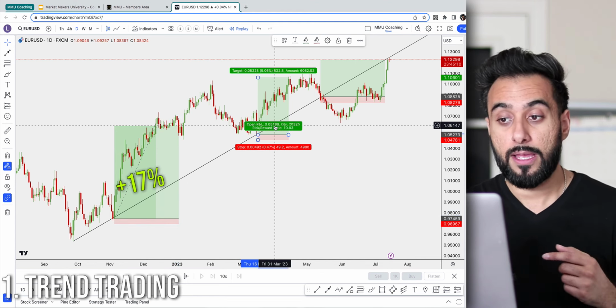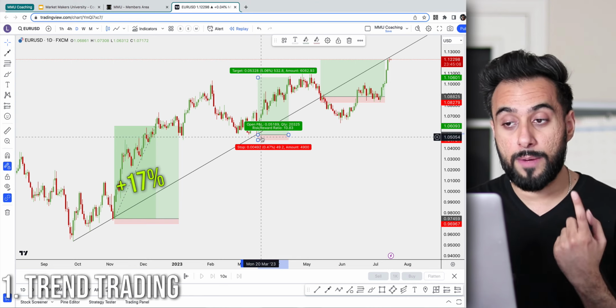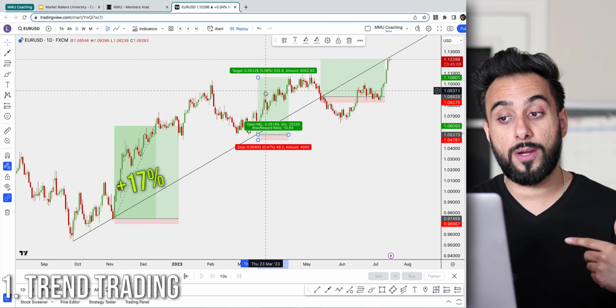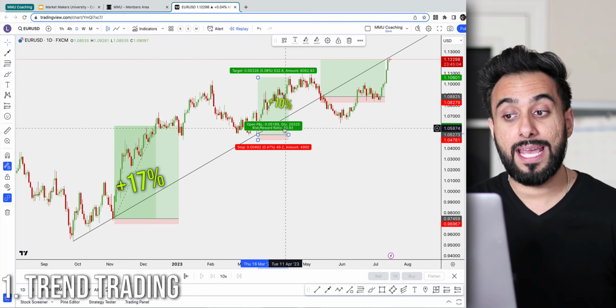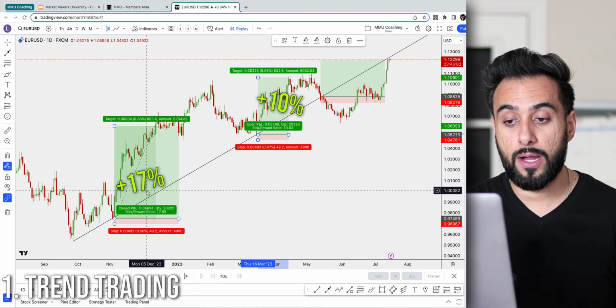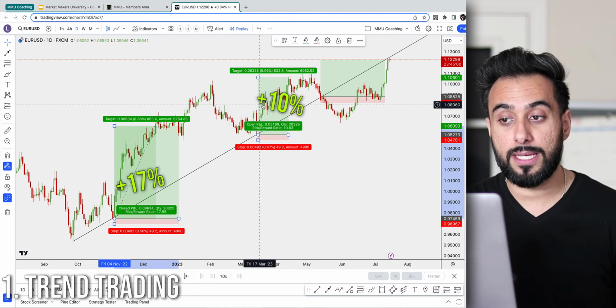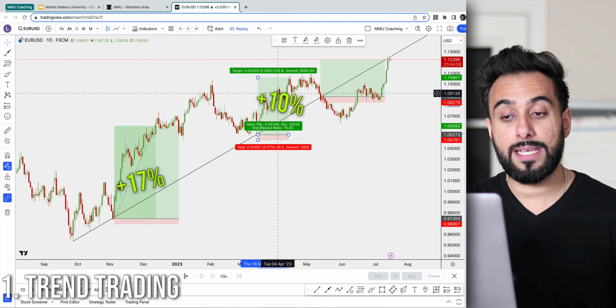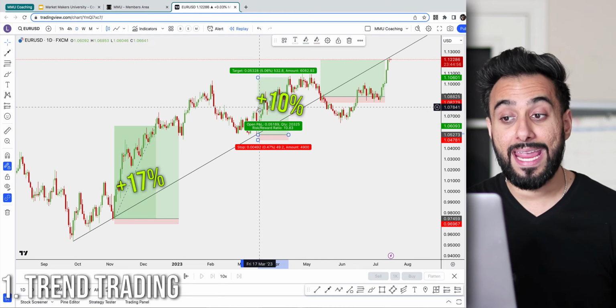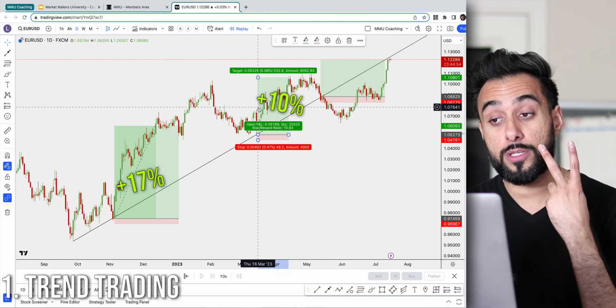Same concept here. If we got this trade wrong, we would have lost 1% of our account, but the fact that we got this trade right, we gained 10%, almost 11% on our account. So 17% plus 10%, that's a 27% gain on our entire account with 2 trades.